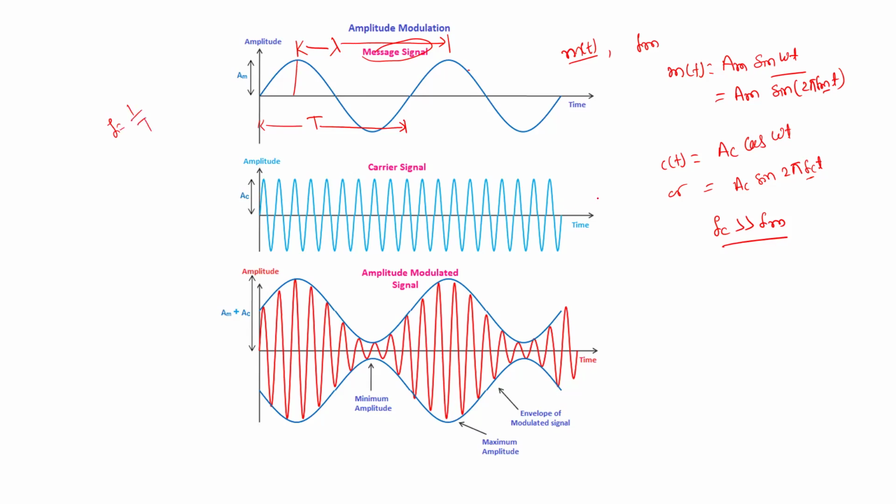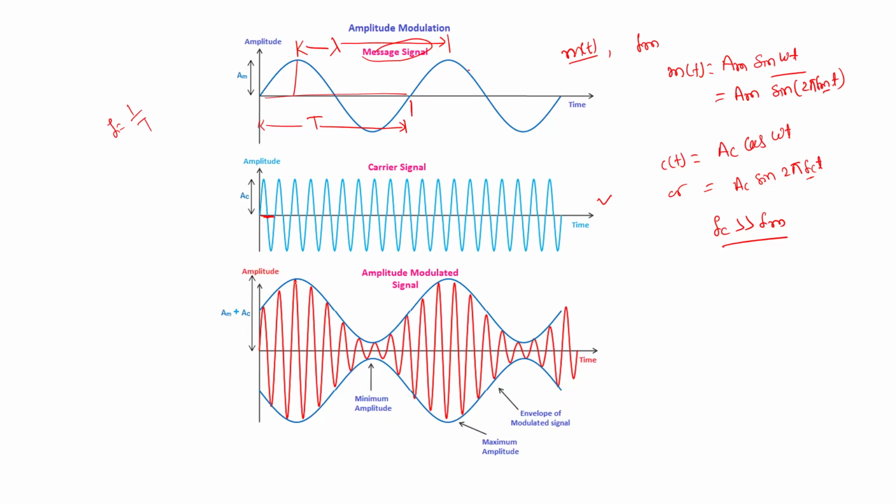And this is our carrier signal. Here you can see that the period of this carrier signal is less, so that's why frequency is high. Here the period of the message signal is more, so the frequency is less. You can see that in one cycle of the message signal, the carrier signal occurs many times. So here it is taken as an example of amplitude modulation.